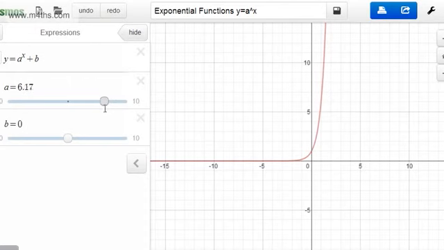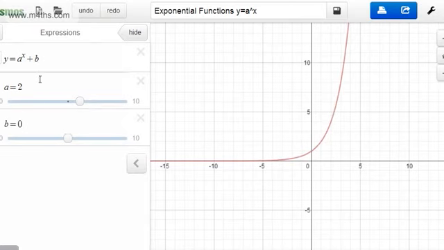So for example, if we take this to 6, y is equal to 6 to the x: 6 to the power of 0 is 1, 6 to the power of 1 is 6, 6 squared is 36, 6 cubed is 216, and so on. So let's get back down to y is equal to 2 to the x. So here is our exponential function. Our constant a is going to be 2.